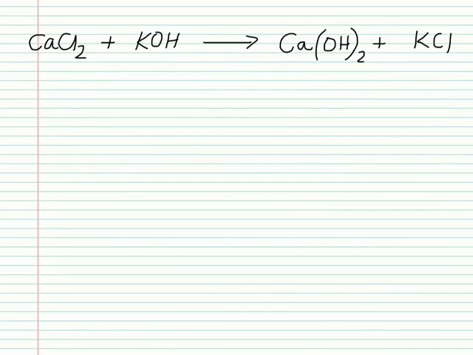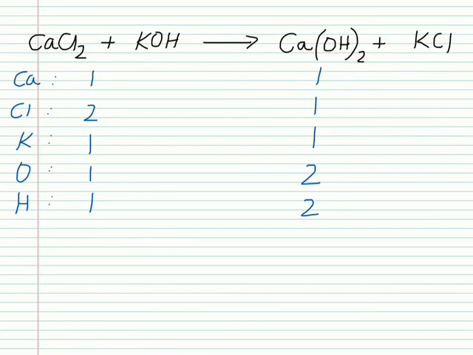One more example to work through. Again, step 1, count the atoms. On the left-hand side, we've got 1 calcium, 2 chlorines, 1 potassium, 1 oxygen, and 1 hydrogen. The only thing you need to watch out for here is the brackets. The brackets show that this little 2 refers to everything within that bracket, just like in maths. So, on the right-hand side, we've got 1 calcium, 1 chlorine, 1 potassium, but 2 hydrogens and 2 oxygens.